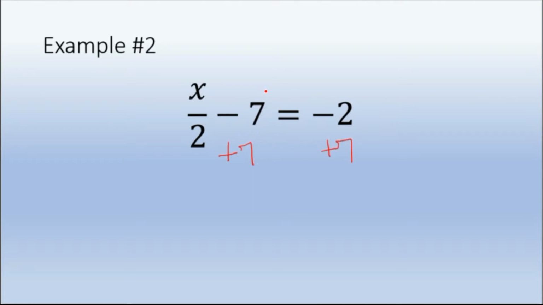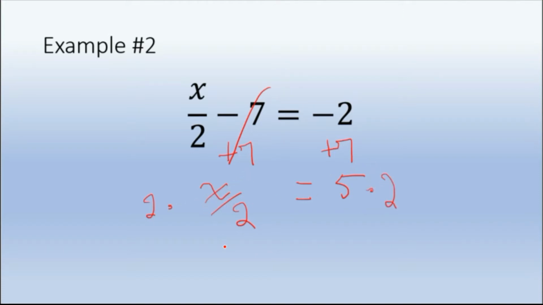Okay, negative 7 and positive 7, those cancel each other out. Negative 2 and positive 7, that's going to leave us with a positive 5 on the right side. We have x divided by 2 equals 5. To get rid of this division, we're going to do multiplication to both sides. So we're going to multiply both sides by 2.